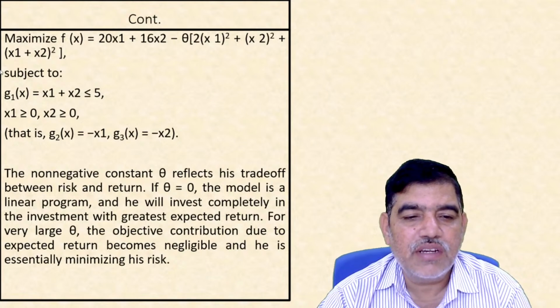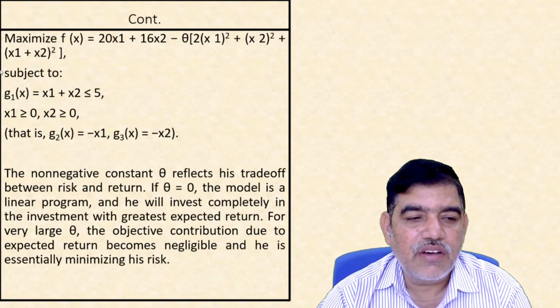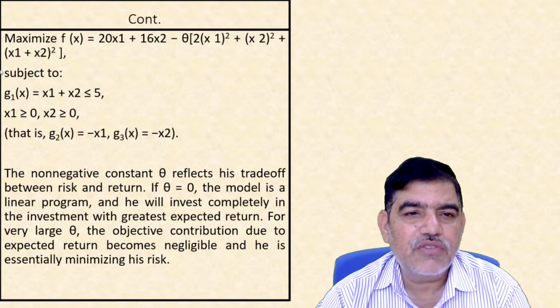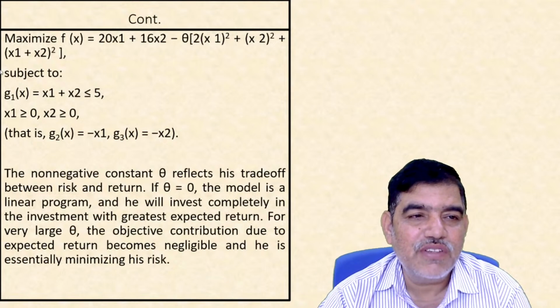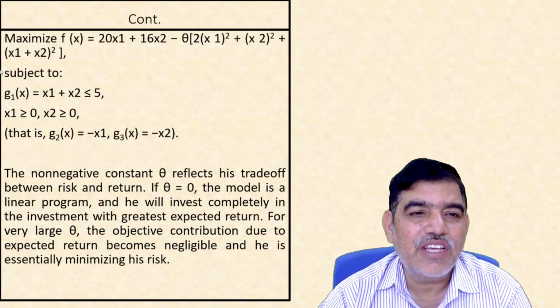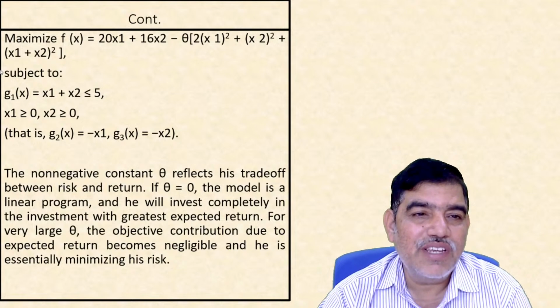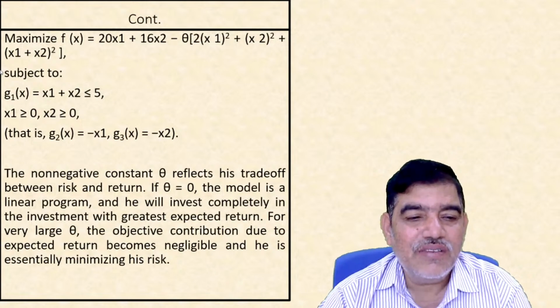The non-negative constant theta reflects the trade-off between risk and return. Now, we discuss if theta equal to 0, the model is a linear program. If you put the theta value in the equation, maximize f of x equal to 20x1 plus 16x2 minus theta into 2x1 square plus x2 square plus x1 plus x2 whole square. If we put theta value 0, then what is the objective function? Maximize f of x equal to 20x1 plus 16x2. Here, the degree of x1 is 1 and the degree of x2 is 1. Hence, it is a linear equation.